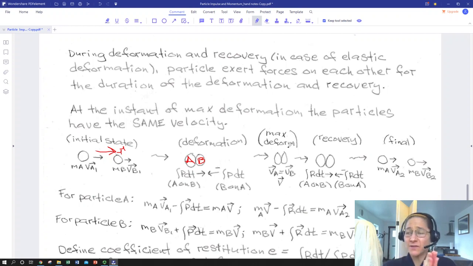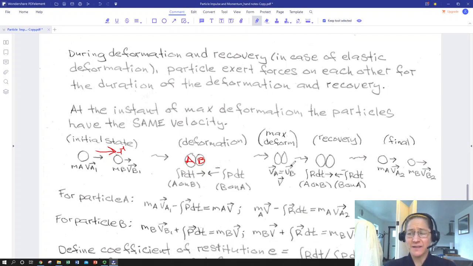At some point they've deformed as much as they're going to. Their centers of mass are as close as they're going to get. This is the point of max deformation, and at that instant they have the same velocity. They've now come into coincidence velocity-wise. Nothing is moving relative to anything else, no relative velocity. So we have one V. That's a point we use to make our mathematics more solvable. There's that single variable that they both share.